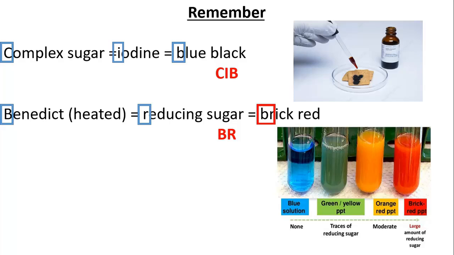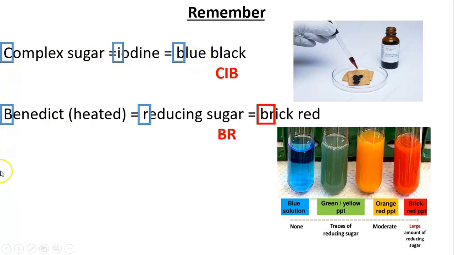Complex sugars are tested for by iodine. We know that there are complex sugars in the food. When we put iodine on them, what will happen to iodine? It's going to change its color into blue-black color. So you can remember it by CIB: complex sugar, iodine, blue-black color.